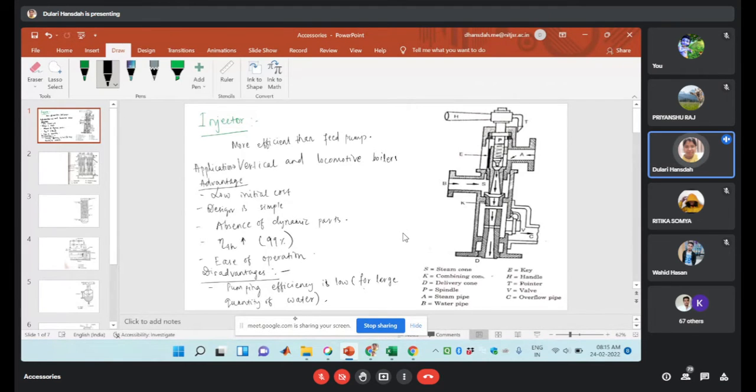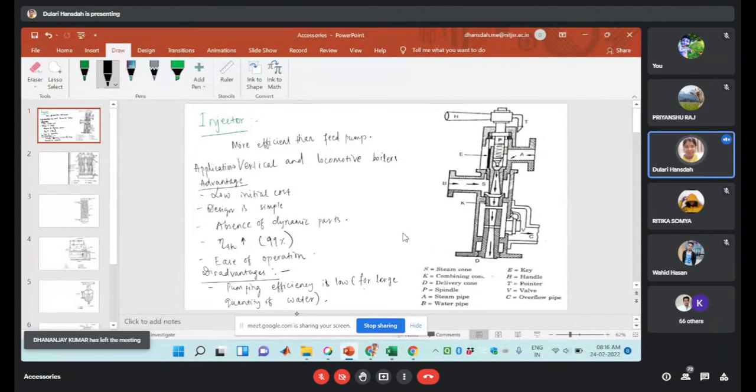So a large quantity of feed water is required in the case of marine applications and large installations or high pressure. In some cases, high pressure boilers are required where the working pressure is more. In that case, you may require a large quantity of water, so your pumping efficiency will be reduced.